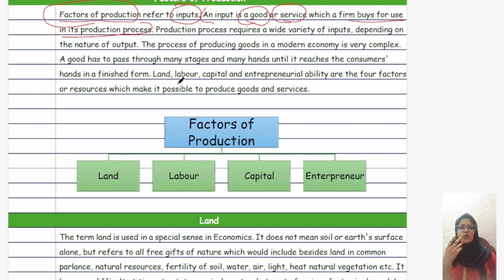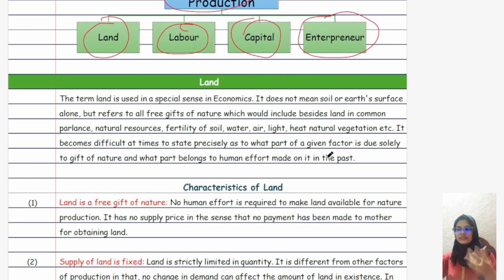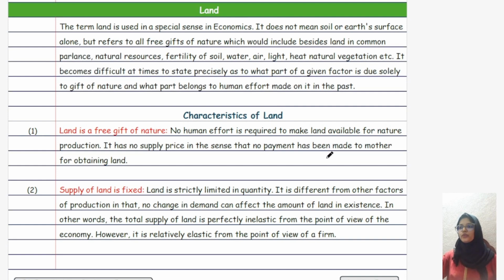And what do you do with those inputs? You use those factors of production in your business. Okay. So we have various factors of production. Most popularly, these are land, labor, capital, and entrepreneur. Okay, and we'll be reading about all these one by one. First, we'll be looking into land.